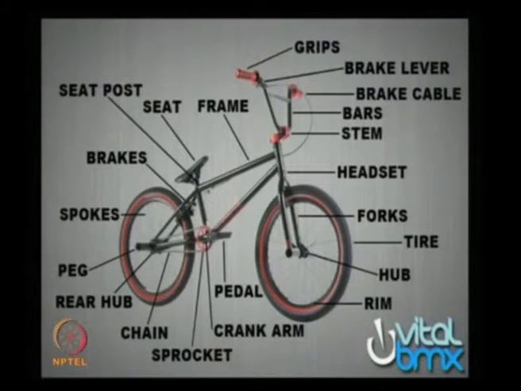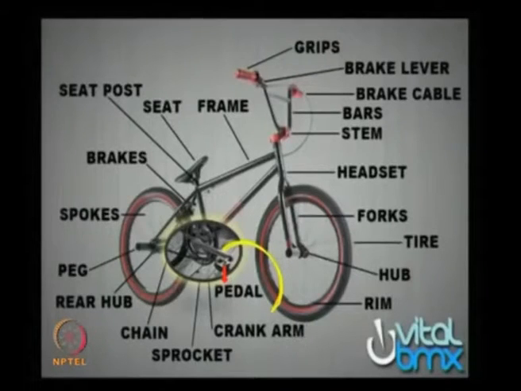Today I am going to talk about the topic bicycle. These are the parts of the bicycle. The main parts are frame, bars, brakes, tire, hub, rim, the pedal, chain, spokes. And from this you can see the pedal and the crank arm clearly.